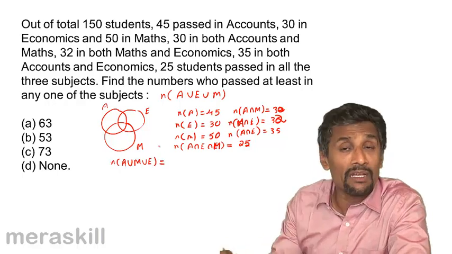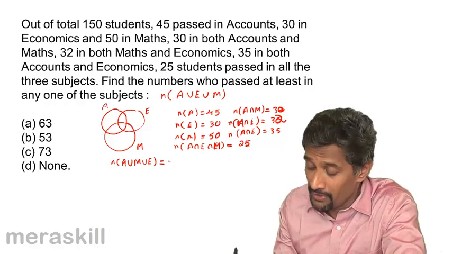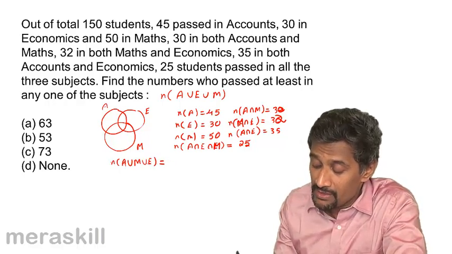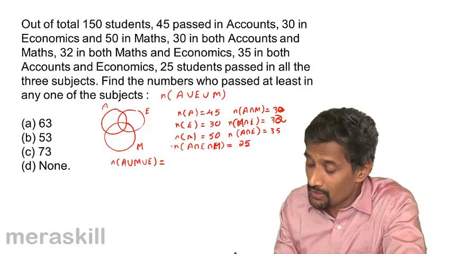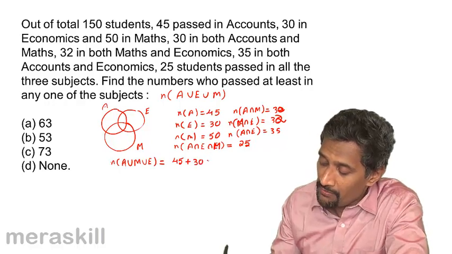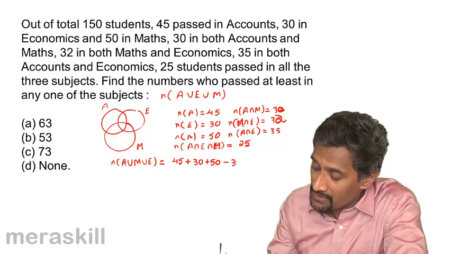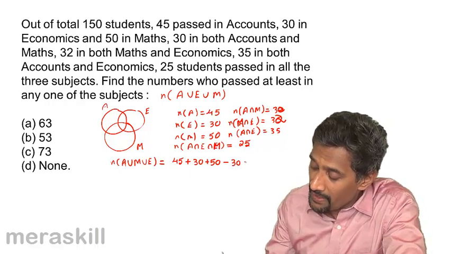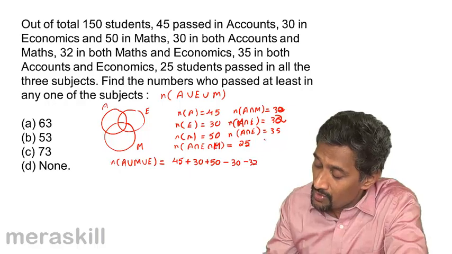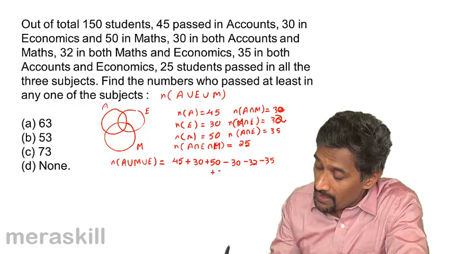That means out of these 150 students, there may be people who may not have passed in any of them. We are not concerned about them. We are concerned about the ones who passed in at least one of the subjects. It will be n(A), that is 45, plus n(E), that is 30, plus n(M), that is 50, minus n(A ∩ M), that is 30, minus n(M ∩ E), that is 32, minus n(A ∩ E), that is 35, plus 25.